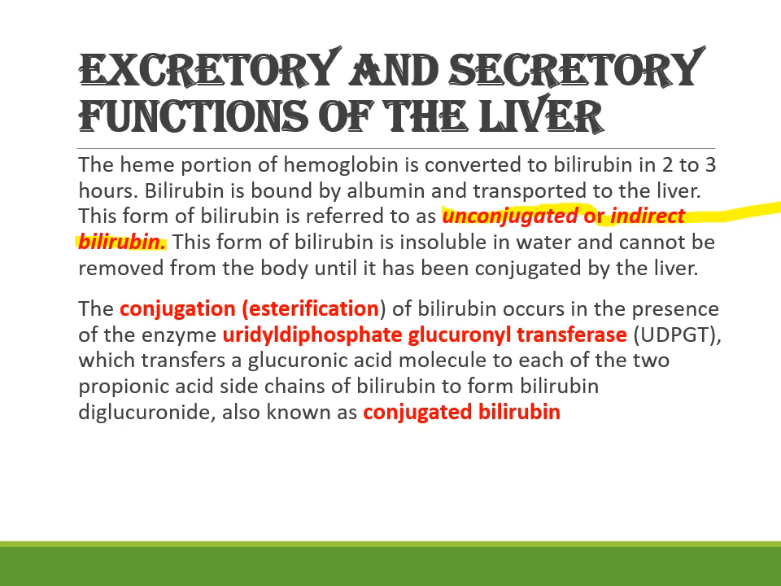The conversion of the unconjugated to the conjugated form of bilirubin is possible due to the presence of an enzyme known as UDPGT, or uridyl diphosphate glucuronyl transferase. So once the unconjugated bilirubin is converted to conjugated bilirubin, the other name for conjugated bilirubin is bilirubin diglucuronide.